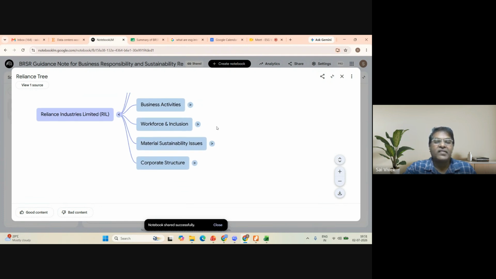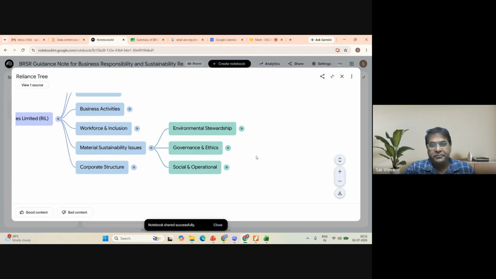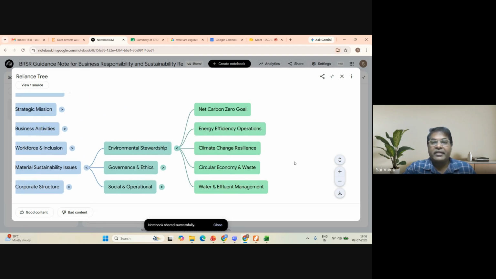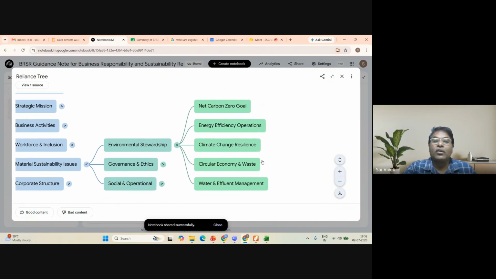Coming to material sustainability issues: environment stewardship, social aspects, governance aspects. ESG, environment, social, governance aspects. So in environment stewardship, what are there? We got net carbon zero goal. And we have also seen that it was net positive at one place. So they have net positive goals also. Energy efficiency operations, climate change resilience, circular economy and waste management, water and effluent management. These are the environment stewardship activities taken up.